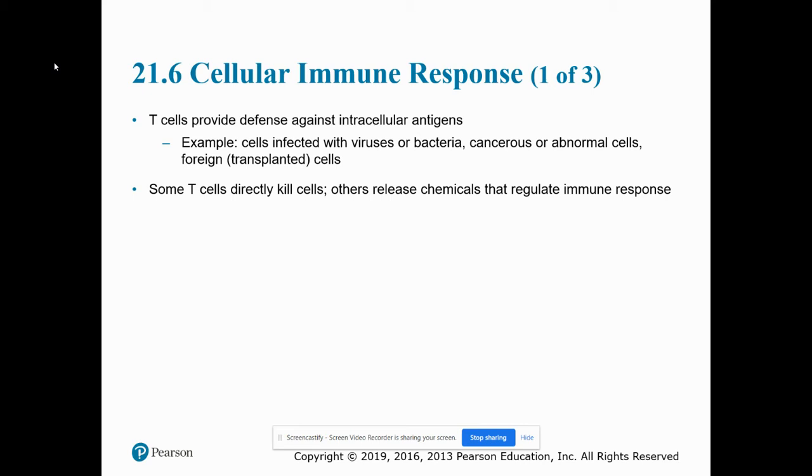So T cells provide defense against intracellular antigens. Remember, the cellular immunity has cellular targets, right? So examples would be cells infected with viruses or bacteria, cancerous or abnormal cells, or foreign cells, which means transplanted cells. Some T cells directly kill cells, and others will release chemicals that will help to regulate the immune response.